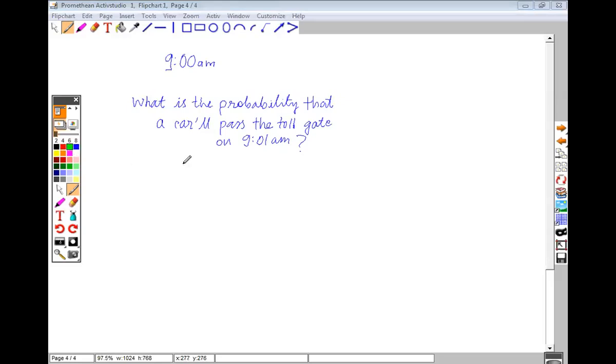So let us assume that there was no car passed until 9:20 a.m. Now the time on my clock is 9:20 a.m. So now I am asking again the same question. At 9:20 a.m., what is the probability that a car passes the toll before 9:21 a.m.? What do you guys think?